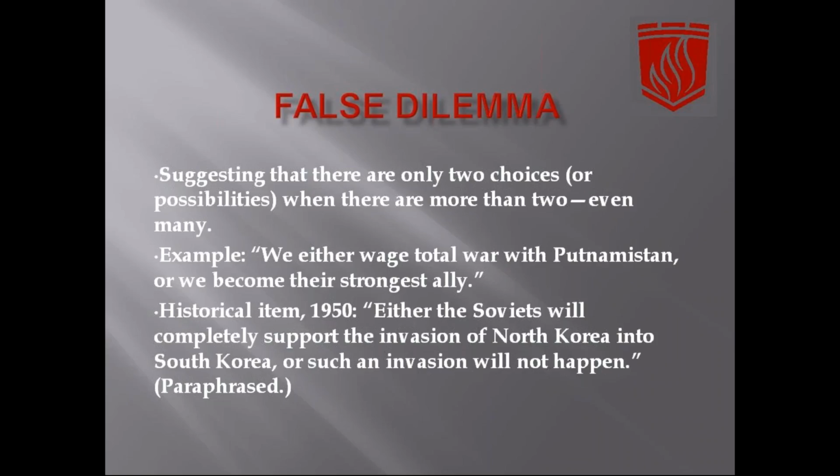An example would be: we either wage total war with the Putnam people, or we become their strongest ally. So it's one extreme or the other. We're either going to get along with them famously, or we're going to go to war with them. A historical item from 1950, which I paraphrased, but this is pretty close to what a couple of people actually wrote in their analysis: either the Soviets will completely support the invasion of North Korea into South Korea, or such an invasion will not happen.